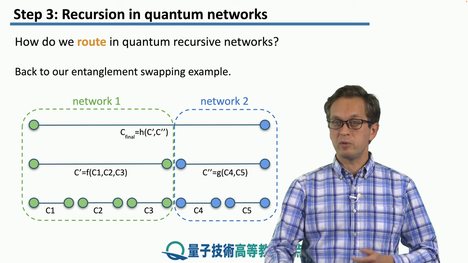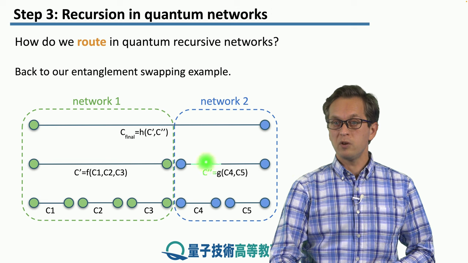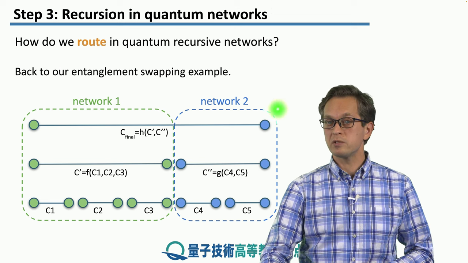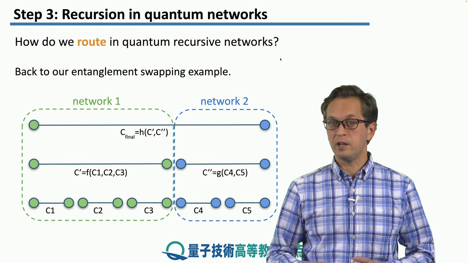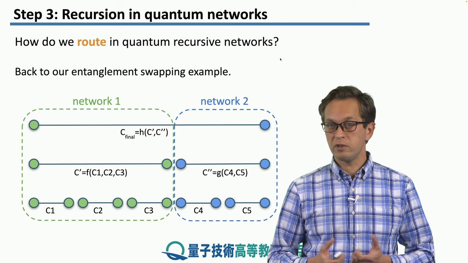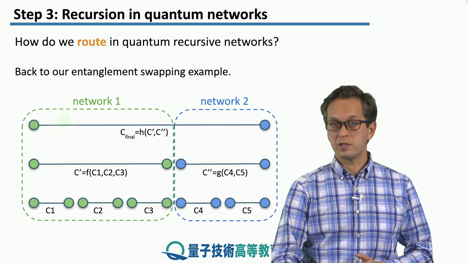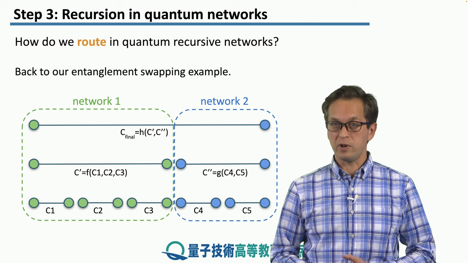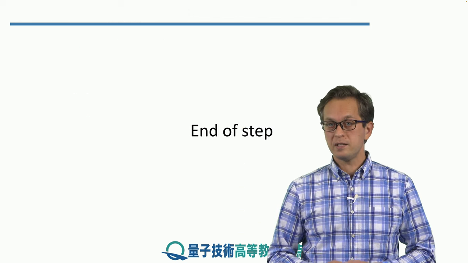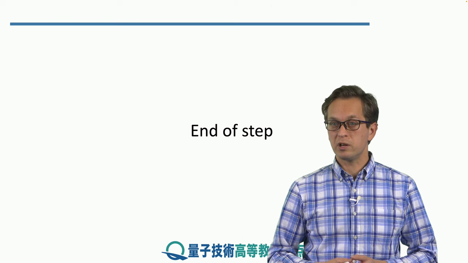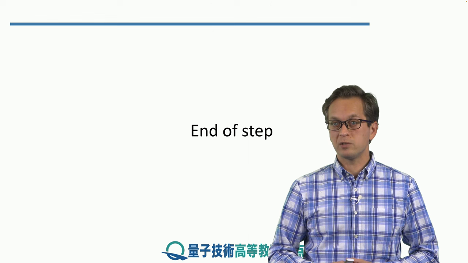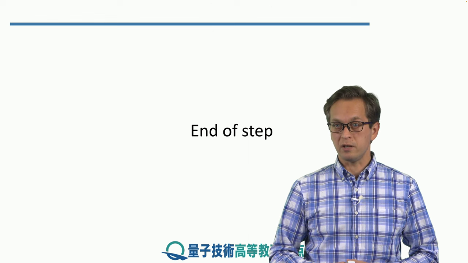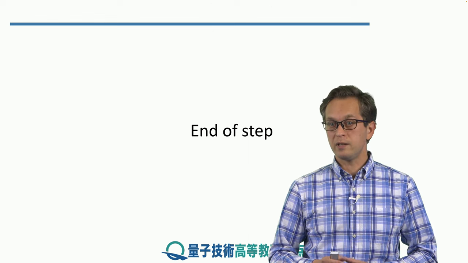And then again, as we perform entanglement swapping over here, we are interested in what's the associated cost of this end-to-end connection between network one and network two? And the final cost is given as a function H of C prime and C double prime. This is the basic idea behind using recursion in quantum networks. We still haven't touched on how rule sets fit into this architecture, which we are going to do in the next step.